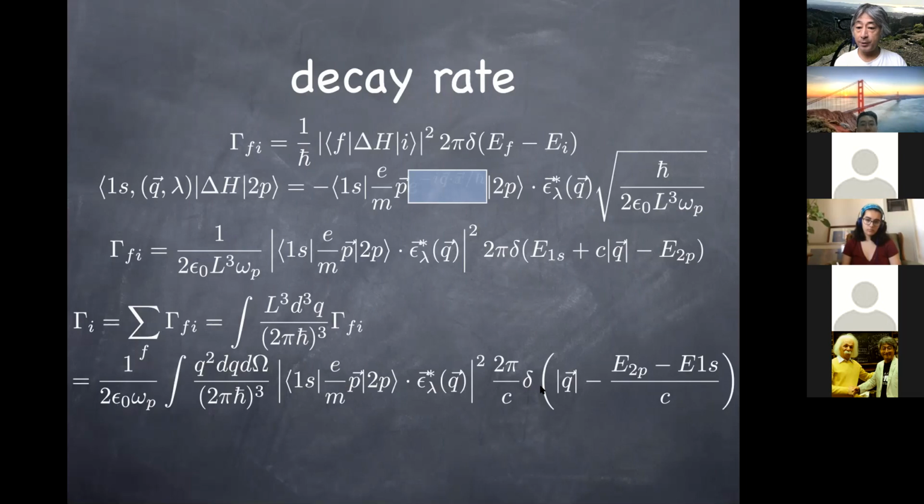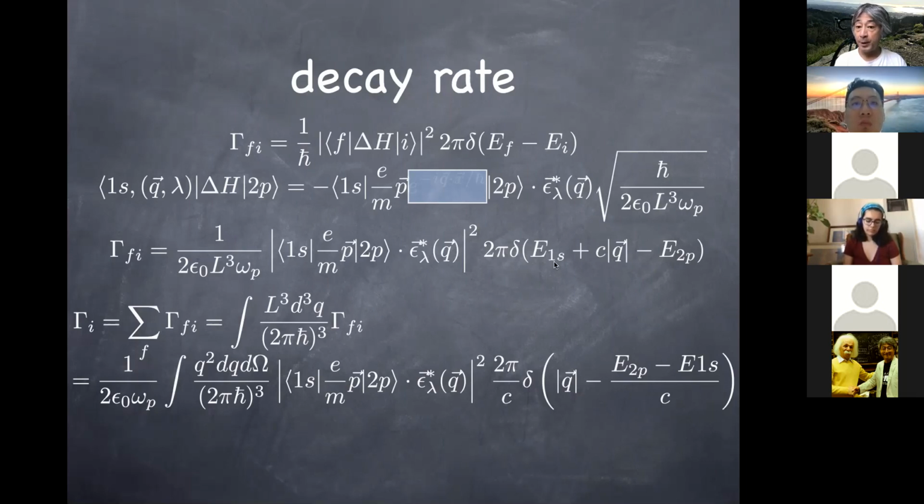And one little thing you need to be aware of is once you have the delta function of c times q instead of q itself, you need to make sure that this c factor is taken care of. So this delta function of this argument is the same thing as delta function of q minus this expression over here with 1 over c in front of it.